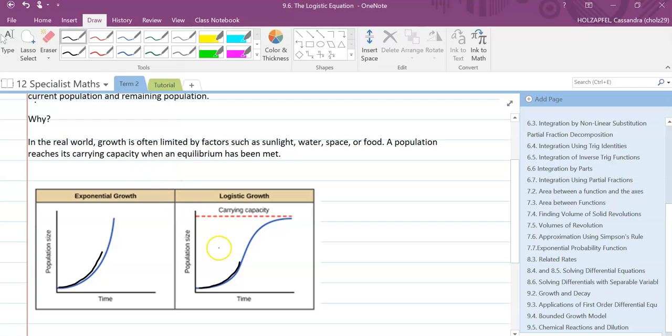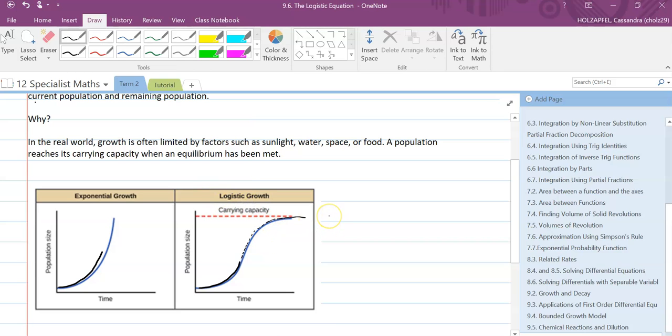But why does this start to eventually slow down, taper off and reach this equilibrium point? Well, simply put, it's because of this carrying capacity. Because in the real world, growth is often limited by factors such as sunlight, water, space, or food. So a population reaches that carrying capacity when resources are being used in equilibrium, so the rate of reproduction is equal to the rate of death of that particular population.